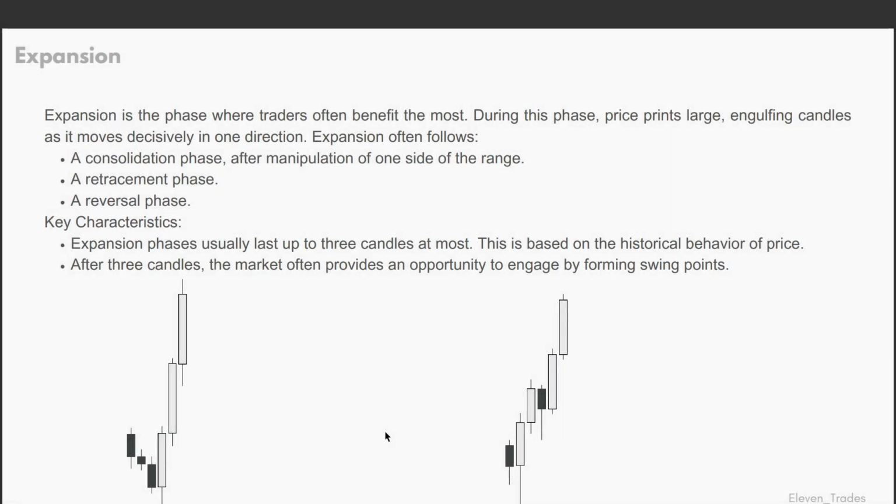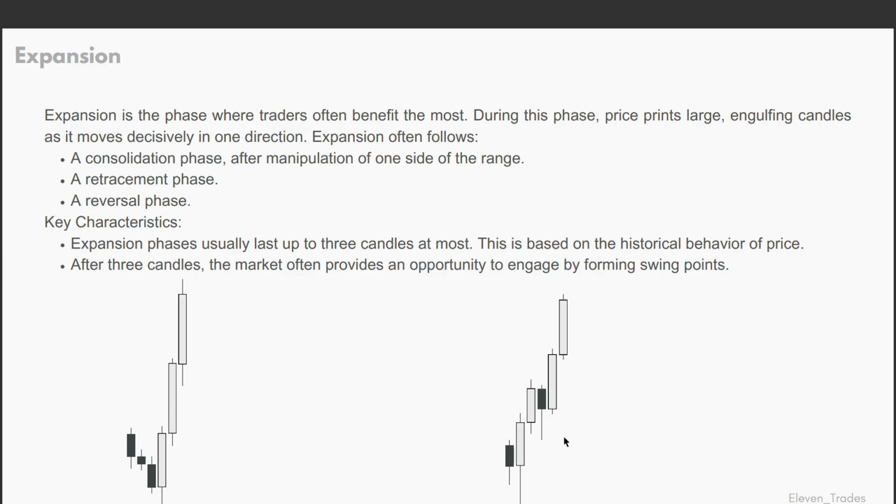The next phase of price delivery is expansion. Expansion phase is the phase which we are benefiting from. During the expansion phase, the price is printing large candles. Like you can see in this schematic, we had a reversal, then the price is expanding in a single direction. The expansion is occurring after a consolidation followed by that range manipulation. The expansion can also occur after a reversal. When the price is reversing, the other side of the reversal will be an expansion.